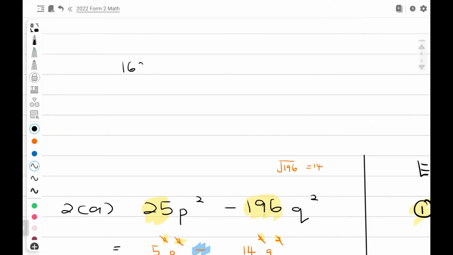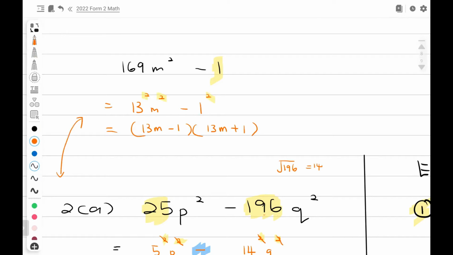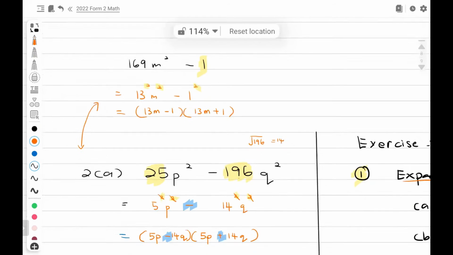What about 169m square minus 1? Minus 1. 1 is a perfect square also. So first step, turn it into 13 square, m square. 1 also we can insert the square because 1 square is 1. 1 cube is 1. So once we have the common factor ready, then only we can change it to 2 brackets. Then we write 13m minus 1, another one 13m plus 1. So same example, same type, perfect square. Okay.